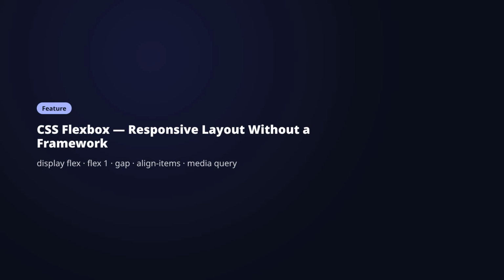Here is something that surprises most beginners. You do not need Bootstrap or any CSS framework to make a layout that works on every screen. 6 Flexbox properties and 1 media query is all it takes. You give the input a flex value of 1, so it stretches to fill the available space. The button stays its natural width. Below 600 pixels, they stack into a column automatically.